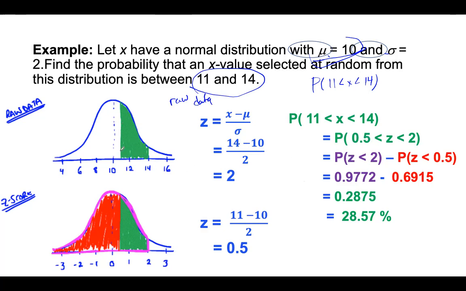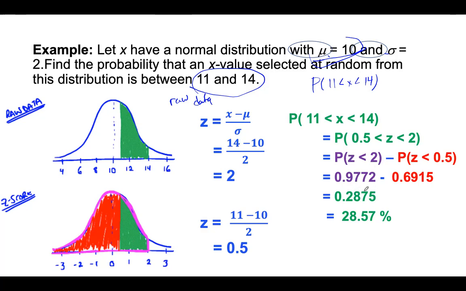So essentially we make this transformation. We're finding this probability between 11 and 14. So that is the probability when these z-scores are between 0.5 and 2. So just notice again that transformation. And this is that purple area, the whole area minus this red area gives us the green area that we're looking for. And we can look these up on the table.